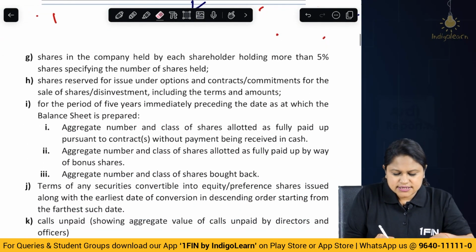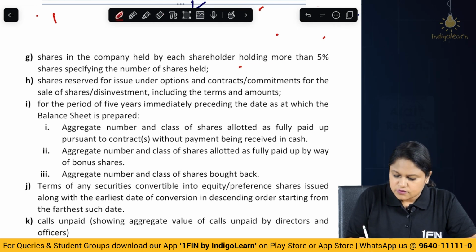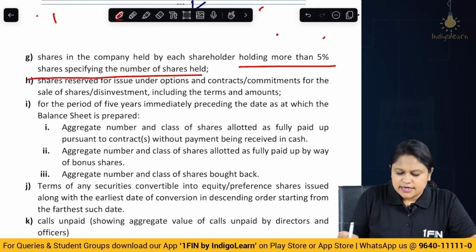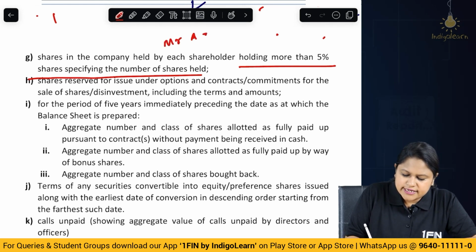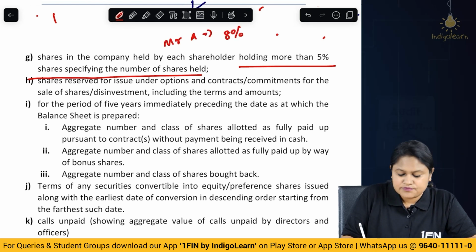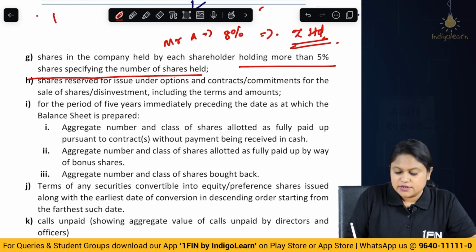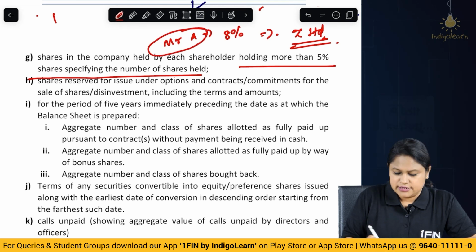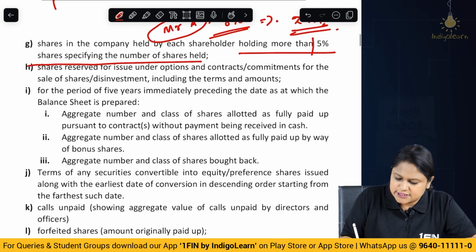Then important is this: shares in the company held by each shareholder holding more than 5%, specifying the number of shares held. That means suppose Mr. A is holding an aggregate 8% of shares in Z Limited. Then in Z Limited's notes to accounts, there has to be a disclosure of the name of this person along with his holding. Clear? That is the understanding. Remember this for MCQ, this could be questioned.